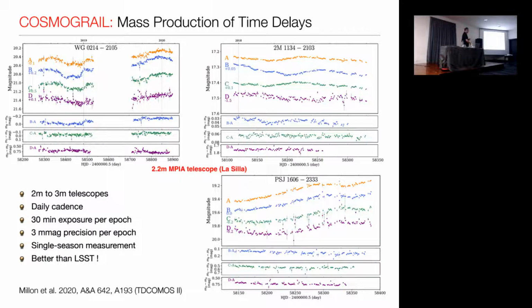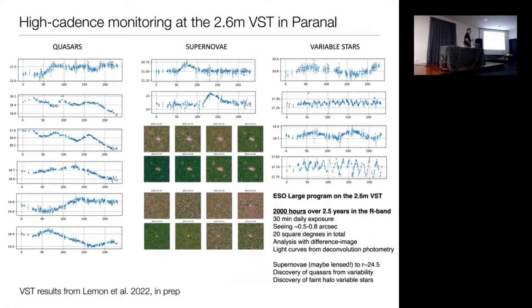That's actually better than LSST per epoch, both in terms of signal to noise and in terms of sampling. That's the type of curve we get. So that's at the 2.2 meter. We also do this at parallel, where we have the same kind of exposures.